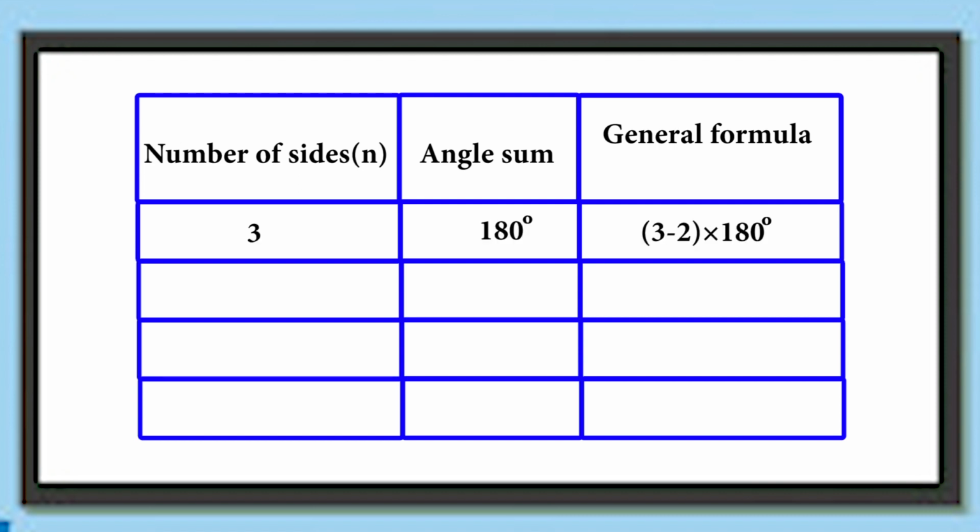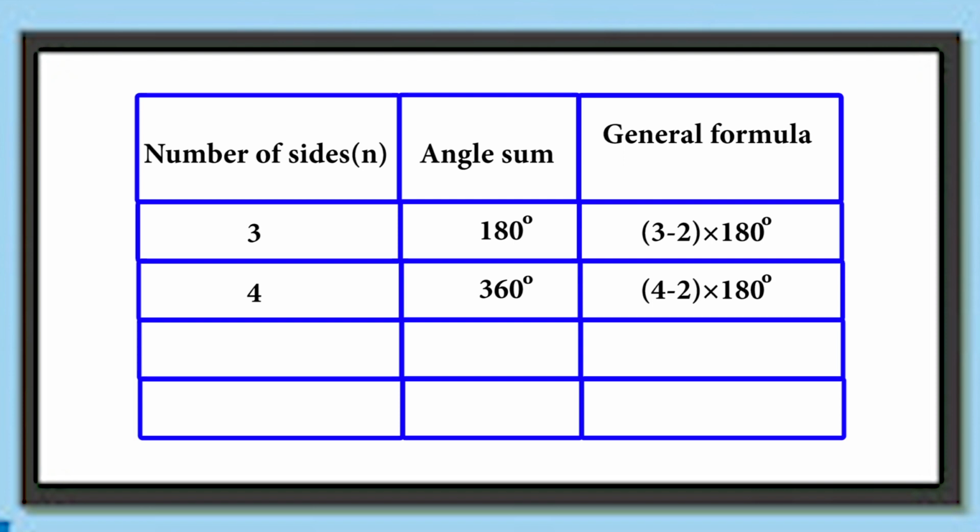For a polygon with three sides, the angle sum will be equal to 180 degrees. And how do we get this? Here, because the polygon has three sides, it will be 3 minus 2 times 180 degrees, which is 1 into 180 degrees, and hence it is 180. When the polygon has four sides, the angle sum will be 360 degrees. Because it is a four-sided polygon, it will be 4 minus 2 times 180, which is equal to 2 into 180 or 360 degrees.